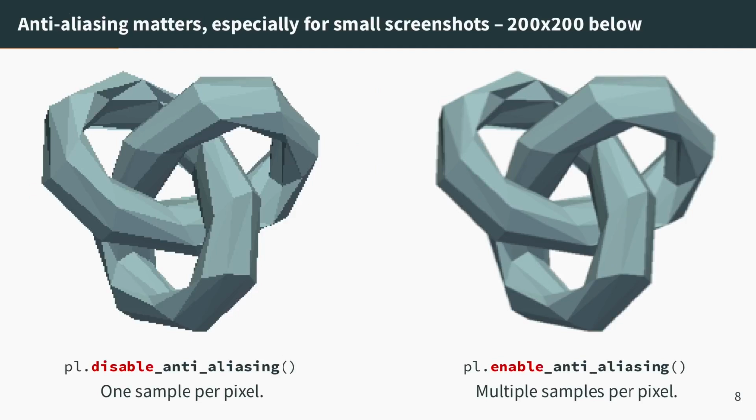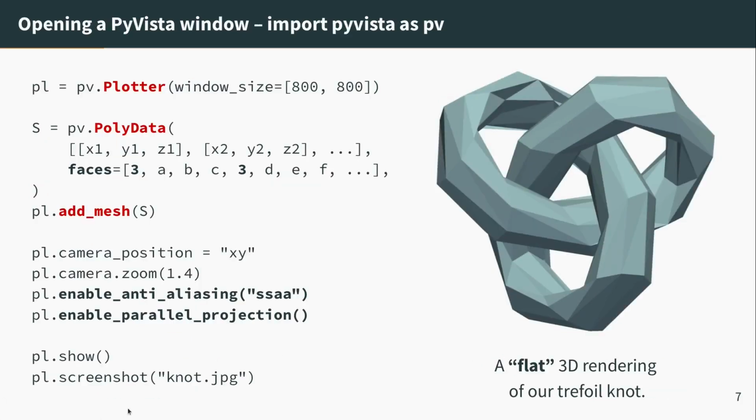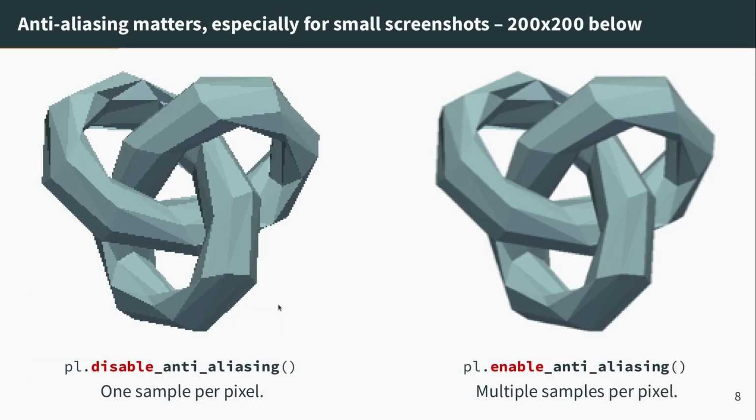Now, first, what is this anti-aliasing thing about? By default, it's actually activated. If you had not activated anti-aliasing, and if we were working with low-resolution windows, like a 200 by 200 window, if I disable the anti-aliasing, I just get one sample per pixel, and it looks rough. So instead, you enable anti-aliasing, use multiple samples per pixel, and you get something smooth.